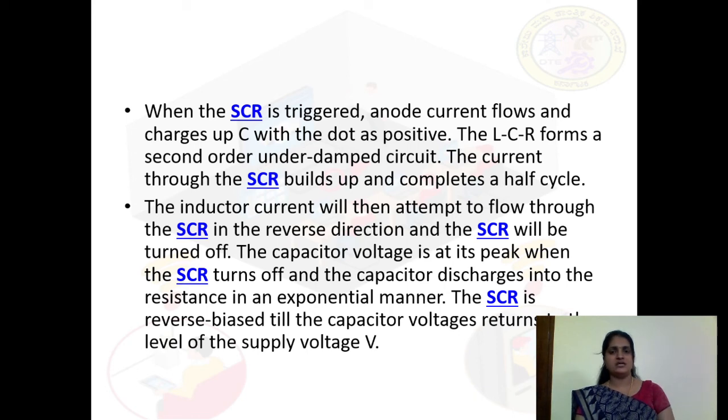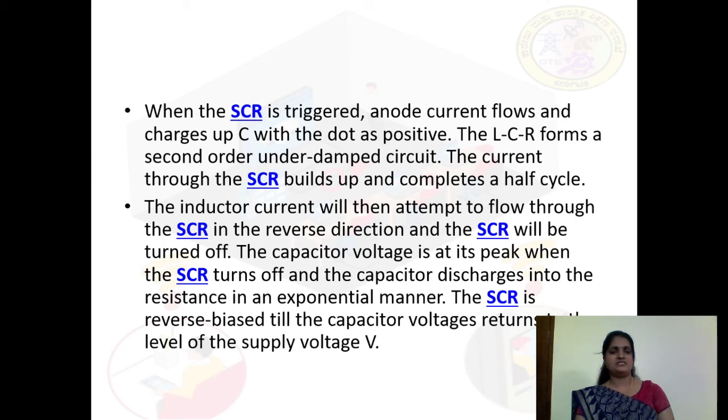Coming to the explanation of class A, class B, or the self-commutation technique: when the SCR is triggered, the anode current flows and it charges up the capacitor C with the dotted side as positive. The LCR forms a second order underdamped circuit, and the current through the SCR builds up and completes a half cycle. Then the inductor current attempts to flow through the SCR in the reverse direction, and the SCR is turned off.